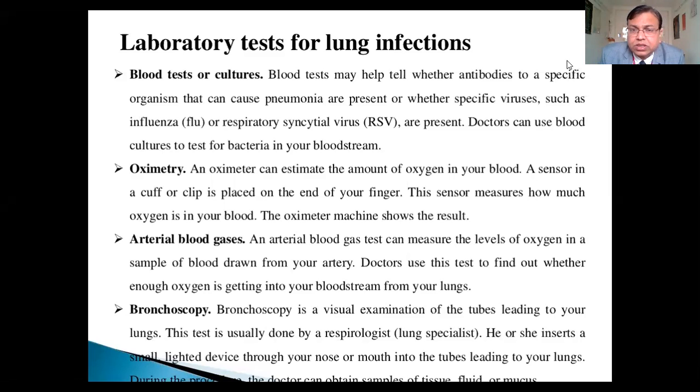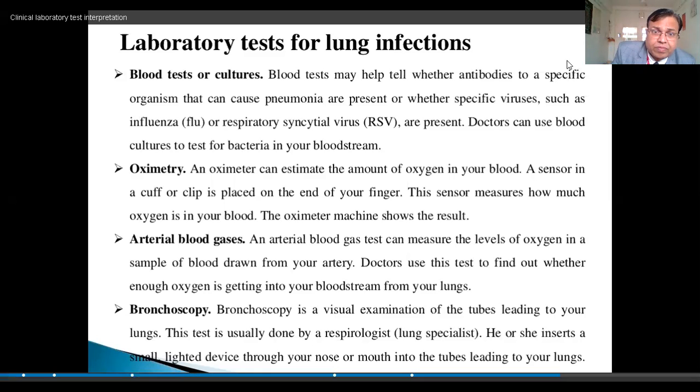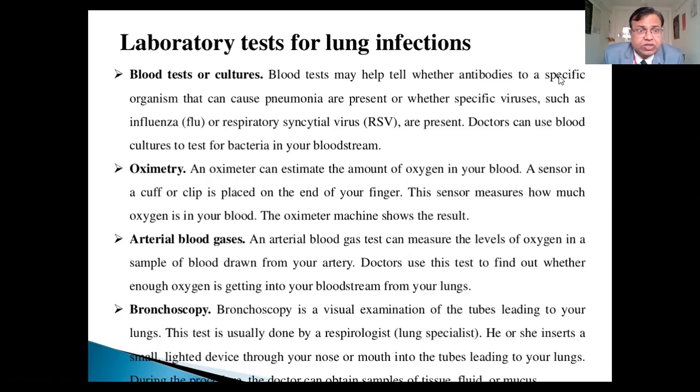In the last three classes, we studied the interpretation of pathological test or laboratory test reports of patients. Today we are going to discuss the laboratory tests for lung infection. The tests include the blood test or culture test.